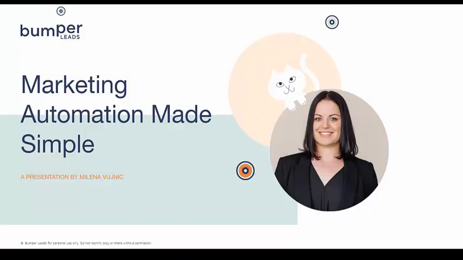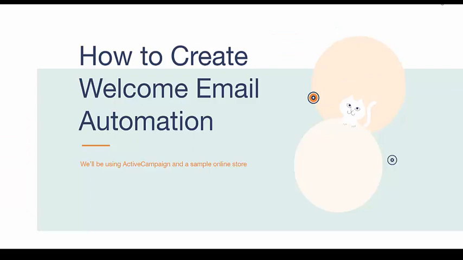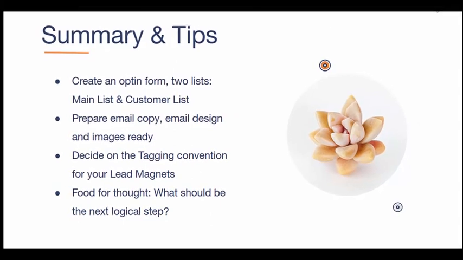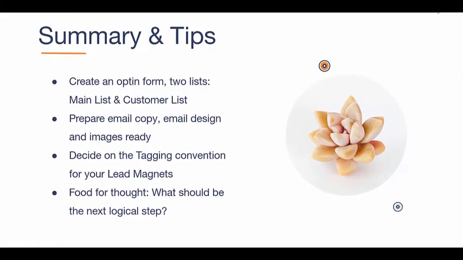So here we are in the tutorial for ActiveCampaign. Before we begin, I'd like to share a couple of things to bear in mind when you're creating the welcome email automation. Just ensure that you have the opt-in form created, so how you're going to get people to opt in and enter their details, name and email. Make sure you have created at least two lists, a main list and a customer list. We recommend these two lists inside ActiveCampaign.